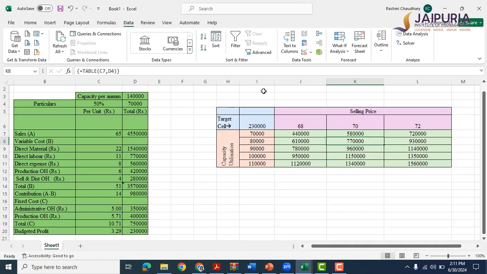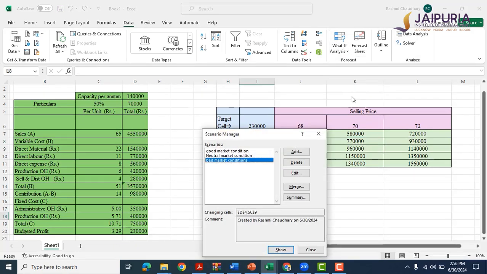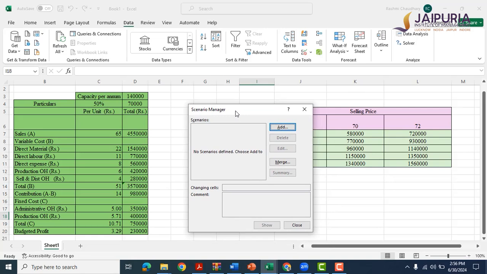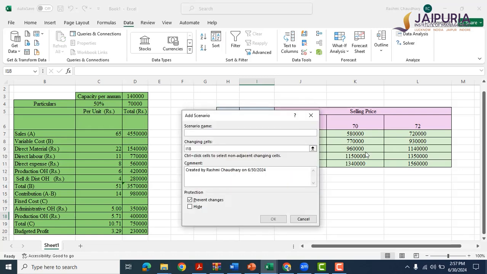Now coming to the third component of what if analysis, that is the scenario manager. At present there are no scenarios added to it. We'll add fresh scenarios for this condition. So let's try adding scenarios. The first scenario that is being added: let's assume that the market conditions are good. Good market conditions are there.